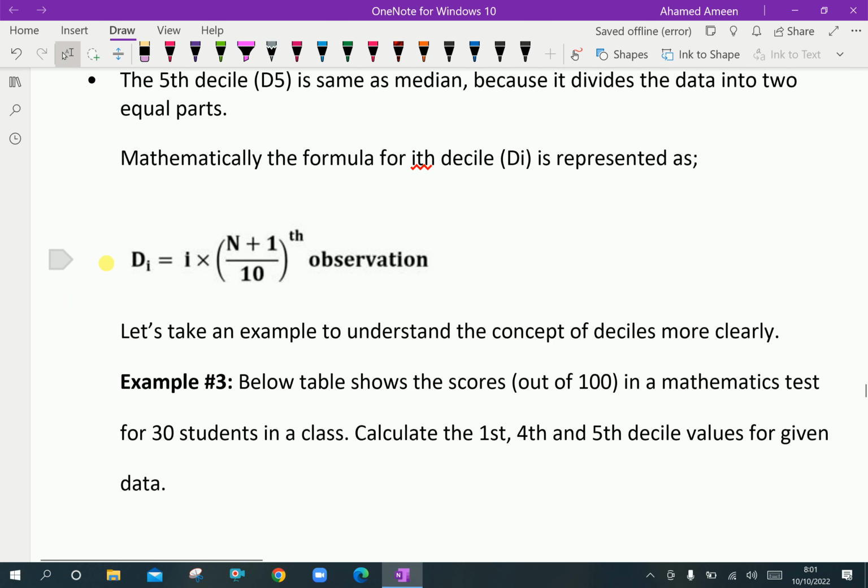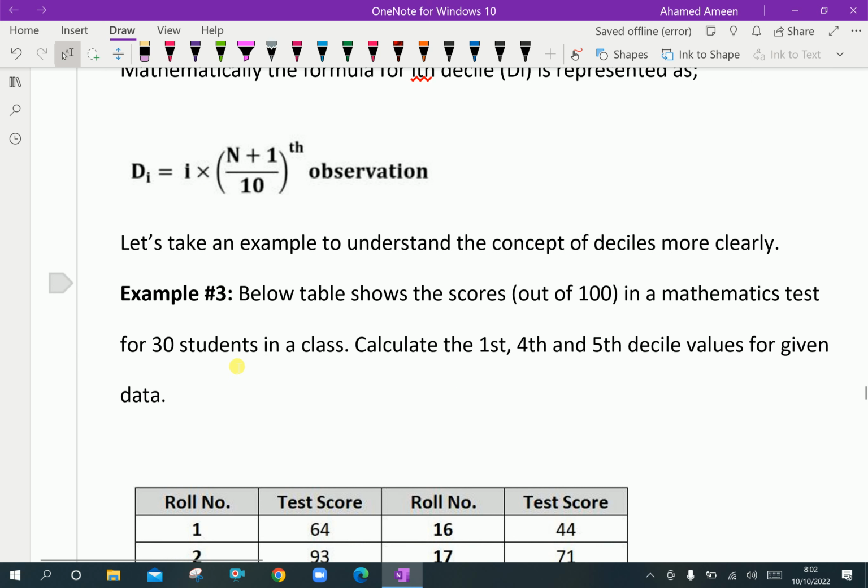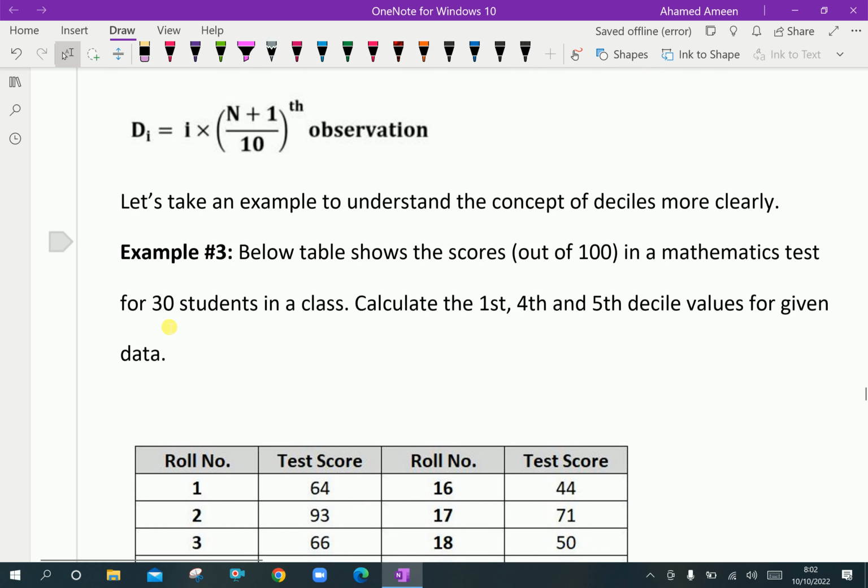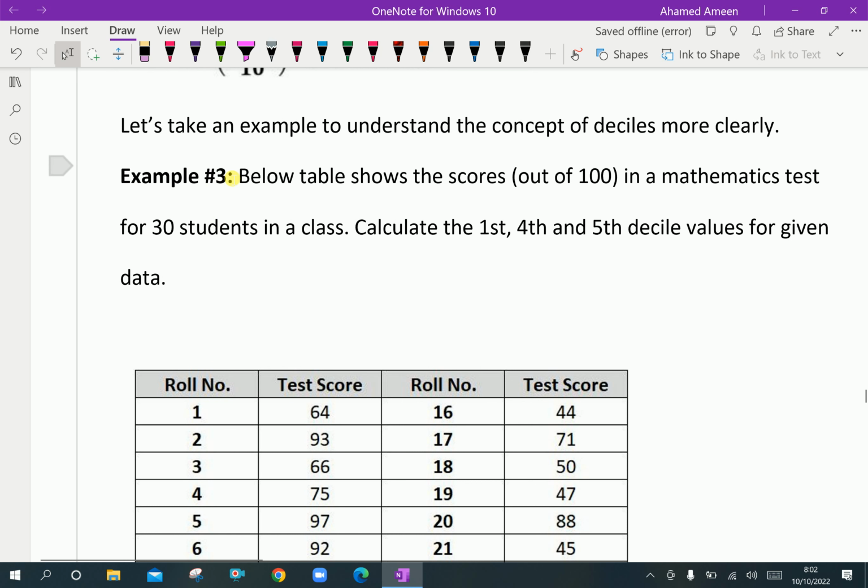Mathematically, the decile formula is Di equals i into (n plus 1) by 10th observation. Here i is 1 for D1, 2 for D2, up to 9 for D9. Let's take an example to understand this concept.